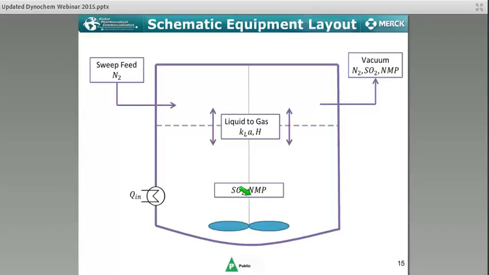You have obviously SO2 and NMP in the system. And then you obviously have the mass transfer between the gas and the liquid phases. So this mass transfer is going to be dictated by a number of different things. One of the things is going to be the mass transfer coefficient, right? That's going to dictate the kinetics of evaporation, if you will. And then you also have Henry's constant. SO2 actually turns out to be pretty well characterized by Henry's law within NMP.